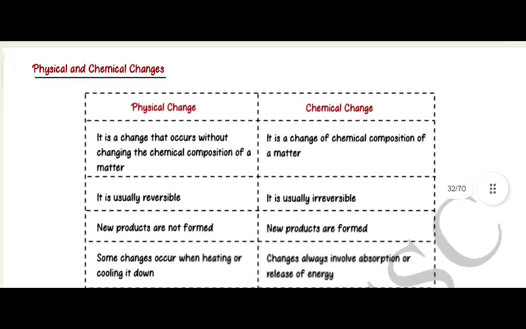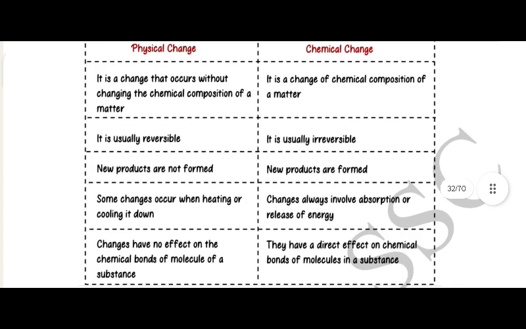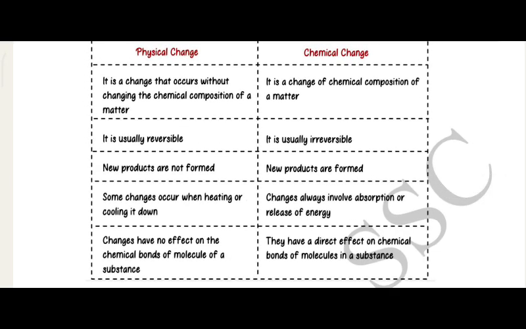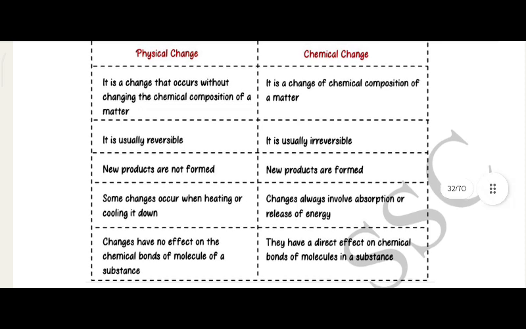Physical and chemical changes. Physical changes. It is a change that occurs without changing the chemical composition of a matter. It is usually reversible. New products are not formed. Some changes occur when heating or cooling is done. These changes have no effect on the chemical bonding of a molecule of a substance.